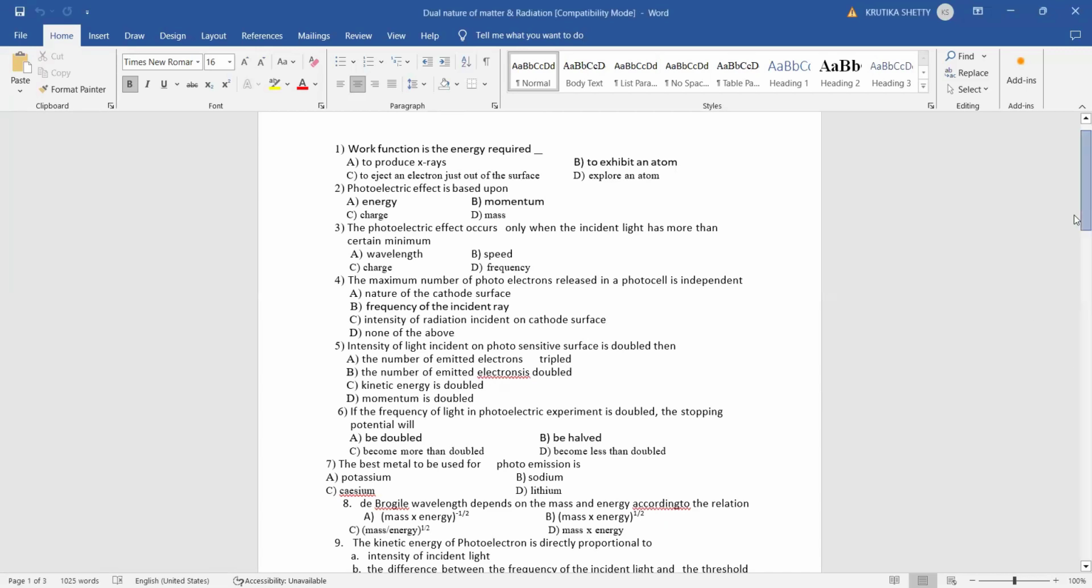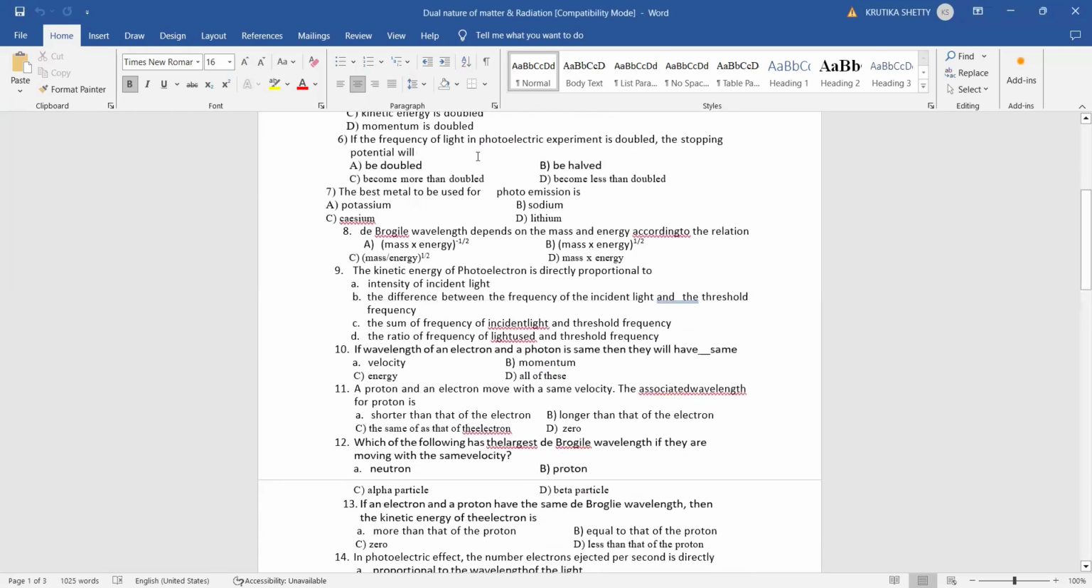Go for question number 6, students. If the frequency of light in a photoelectric experiment is doubled, the stopping potential will become more than doubled. Yes, option C is the correct answer. Option C is the correct answer.